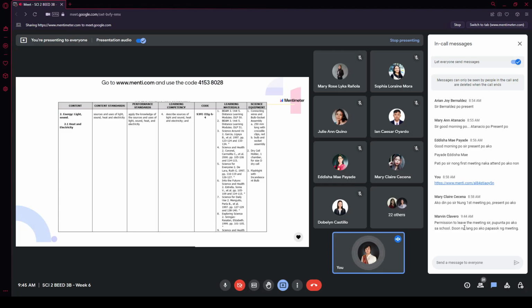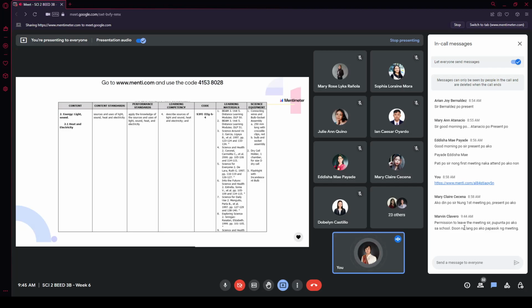Okay, so performance standards. Apply the knowledge of the source and use of light, sound, heat, and electricity. So where can we find light? Of course, you have the sun, the stars, the moon, the cell phones, the lights in the house. What about for sound? Same thing. It could be from animals, persons, appliances. What about for heat? When you're cooking, again, the sun. What else? From fire. For electricity, we have, of course, the different appliances.